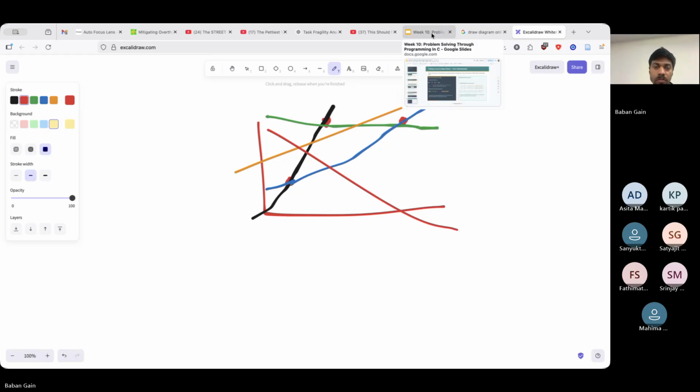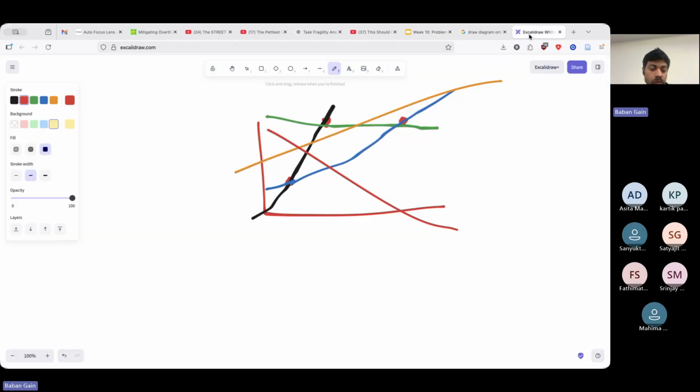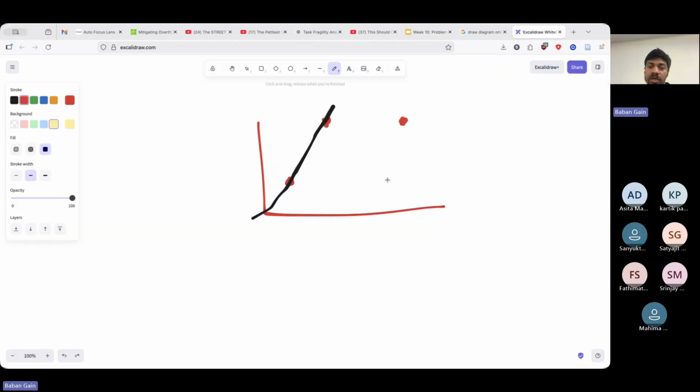So here there is something we call the sum of squared errors. So assume that we draw a line randomly. All right. Let's say I have a line like this here. Okay. The question is, how much distance is it from each of the points? This is, let's say, 1 centimeter. This is, let's say, 0.5.